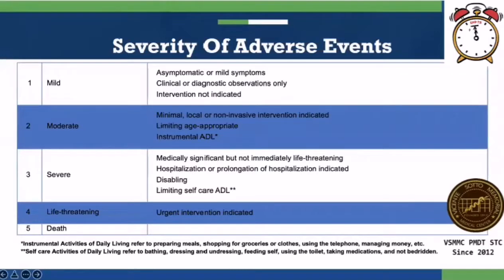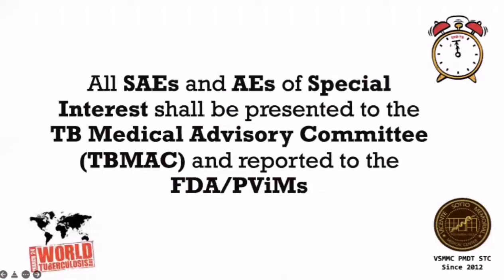Now, the severity of ADR can be categorized into major, including fatal, life-threatening, and severe, and minor, consisting of mild and moderate types. Now, all SAEs and AEs of special interest shall be presented to the TB Medical Advisory Committee and must be reported to FDA or the Pharmacovigilance Monitoring System, or PVIMS.